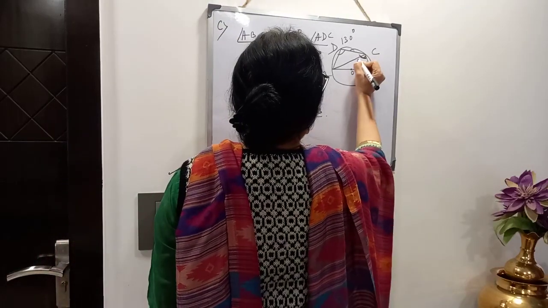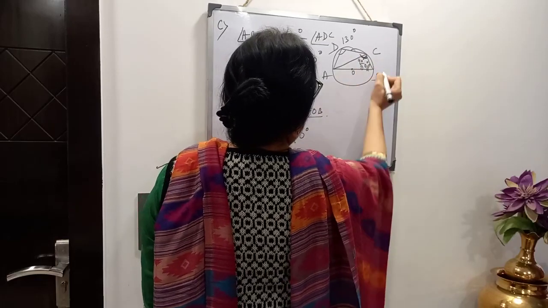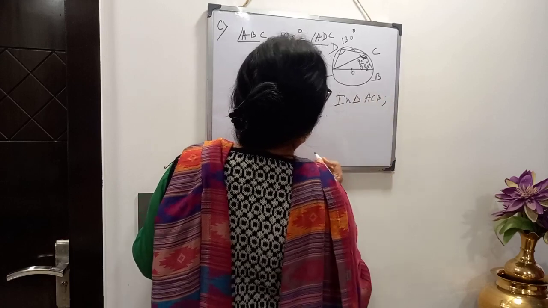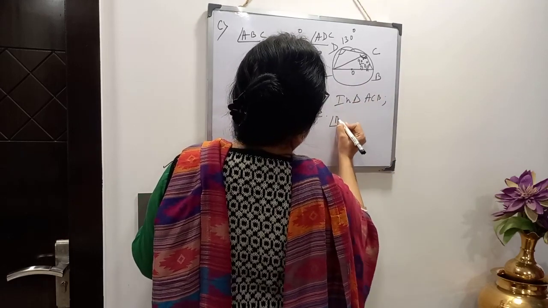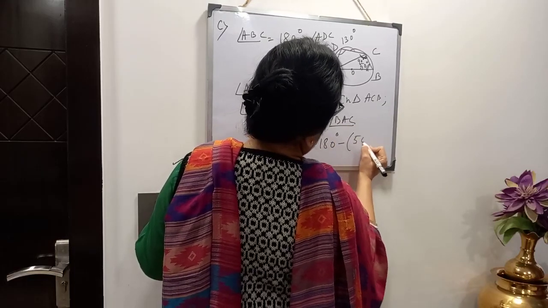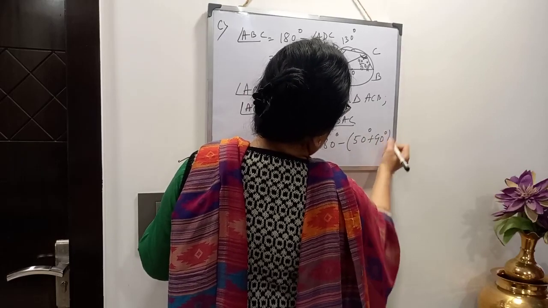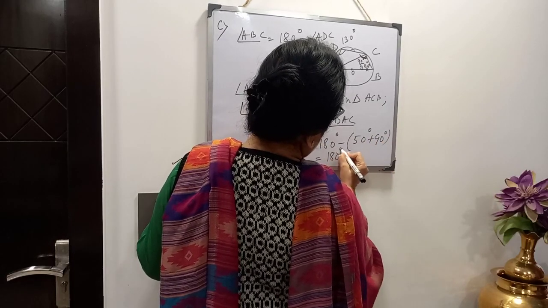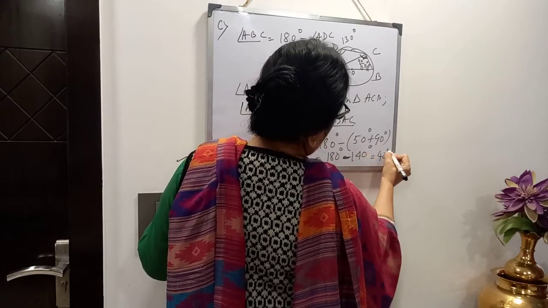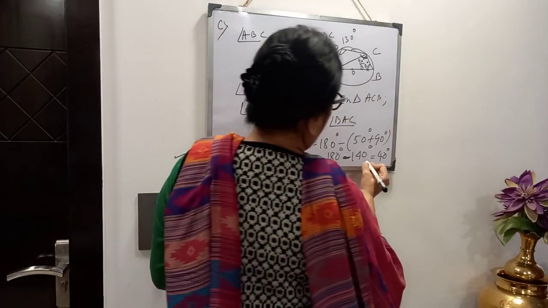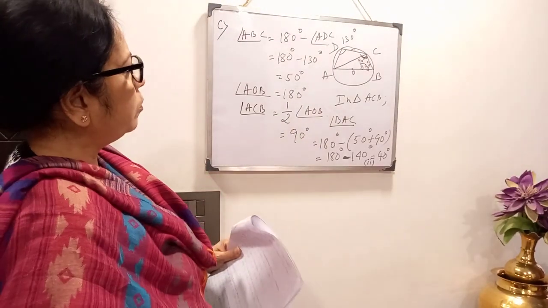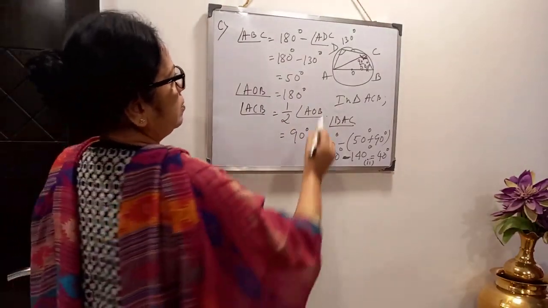So you have got this is 50, this is 90. So in this triangle ACB, what will be the value of BAC? 180 minus 50 plus 90, that is 140. Answer is 40 degree. Your second option is the correct option. 40 degree. Clear?